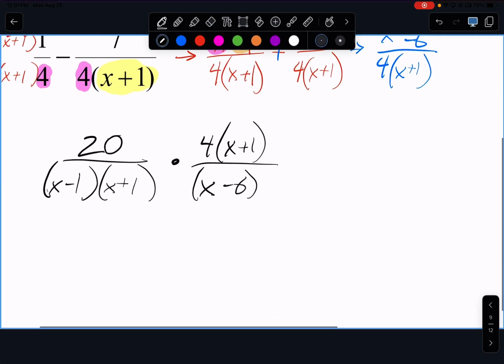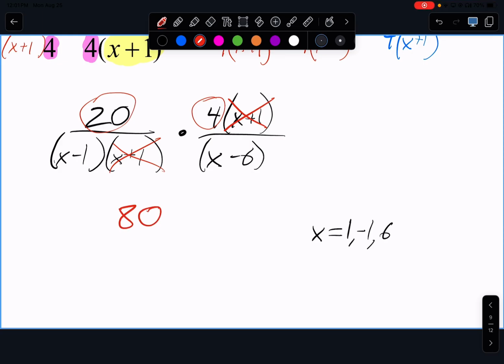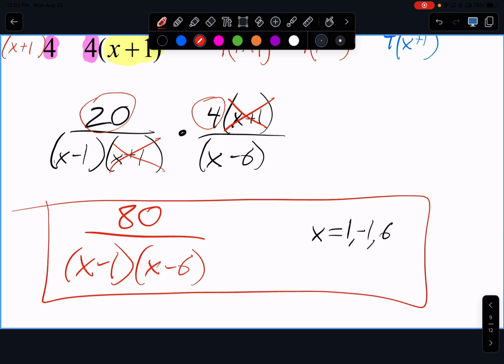Right, now we need to find our excluded values. So x cannot equal 1, negative 1, 6, and that's it. Now we can cancel out x plus 1, x plus 1. Okay, we are multiplying here, right? So what can I do with this 20 and this 4? We can multiply them. What's 20 times 4, Jude? 80. So that gives me 80 over, on the bottom, I've got x minus 1, x minus 6. That's our final answer.